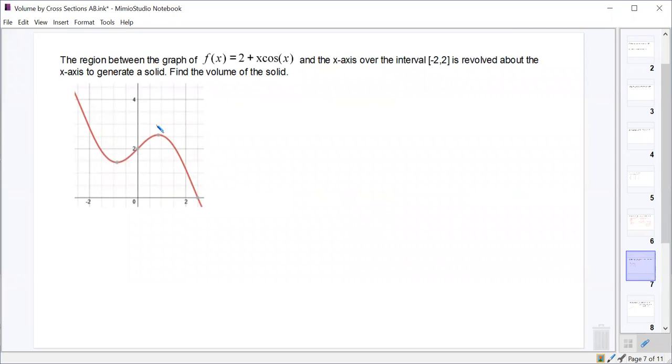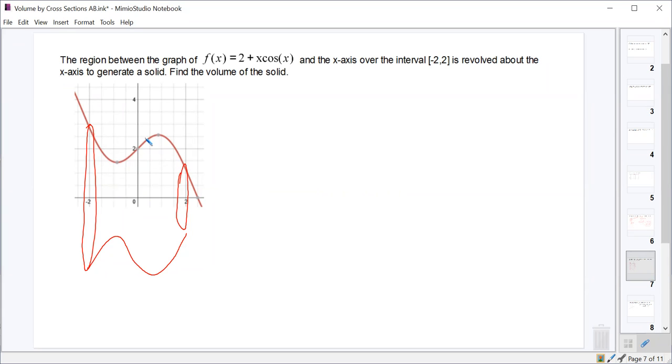All right, let's take a look at this one. We've got the region between f of x equals 2 plus x cosine x and the x-axis from -2 to 2. So if I revolve that around the x-axis, we're going to get something that looks about like that. Looks like a vase on its side or something. Do y'all agree with that? Yes. Wonderful. What's the radius?